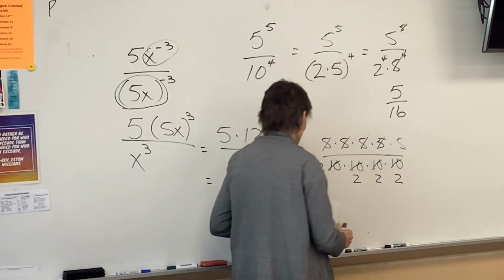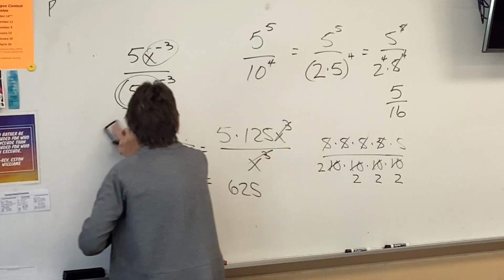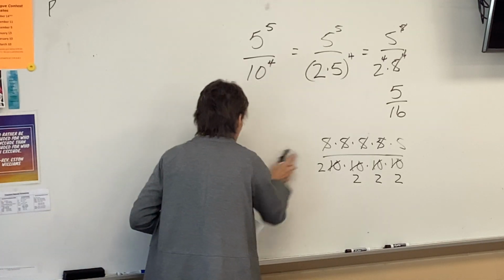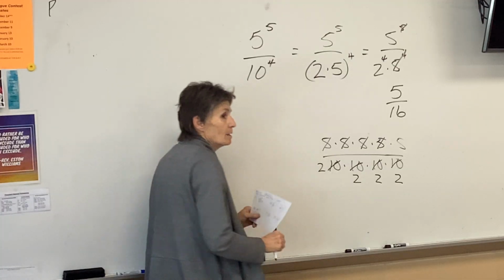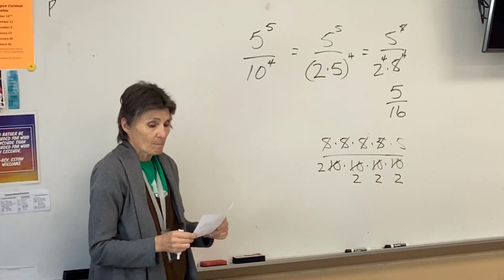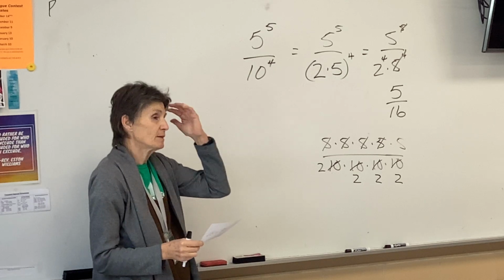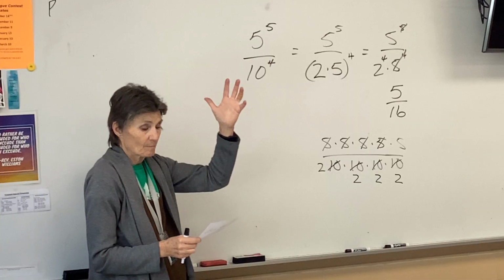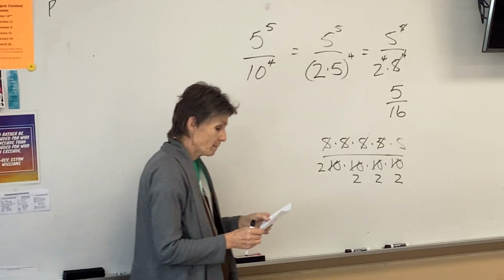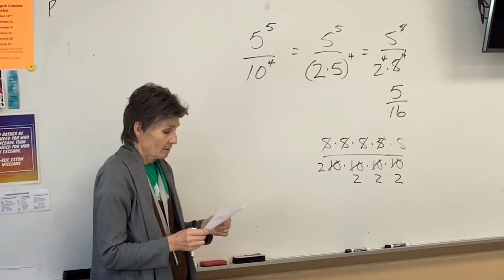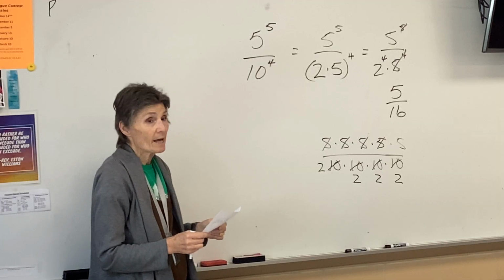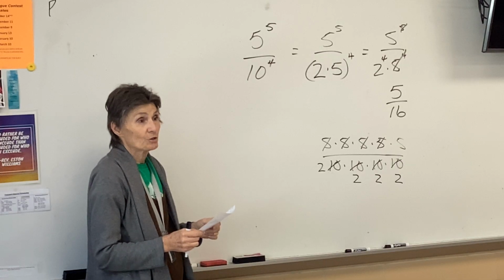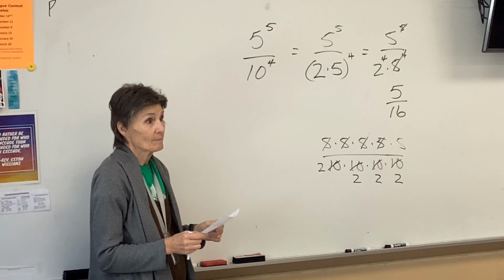Number 3, tell me what the answer is. 64 over 27. That is exactly right. Does everybody get that? Number 3, 64 over 27. The negative flips it, and then you cube everything. 64 over 27. What about number 4? 2 over x squared.